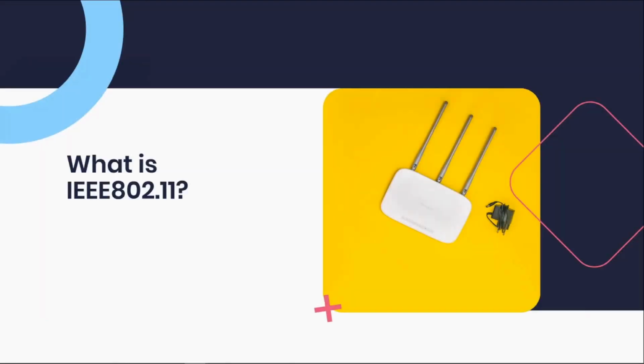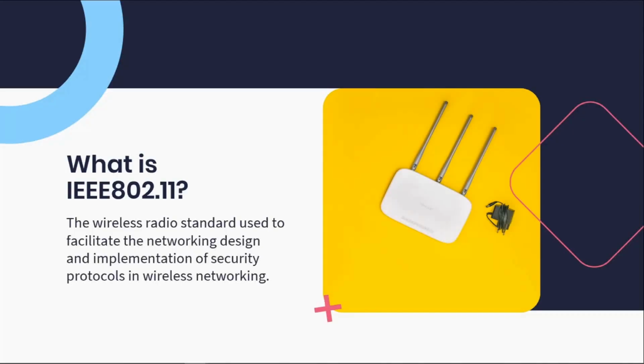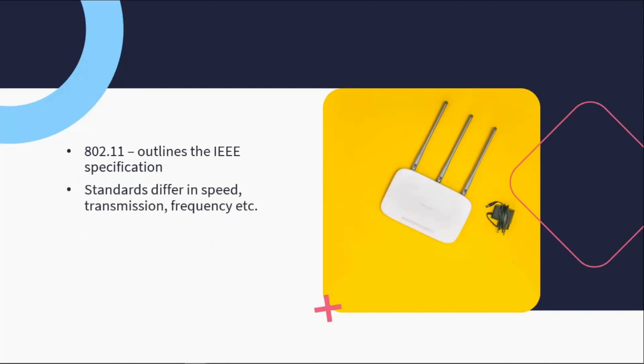Let's now look at some network software that supports networking capabilities. IEEE 802.11 is the wireless radio standard used to facilitate the networking design and implementation of security protocols in wireless networking. In terms of supported areas, 802.11 outlines the IEEE specification when it comes to wireless networking. These standards differ in the range of speed, transmission, and frequency.